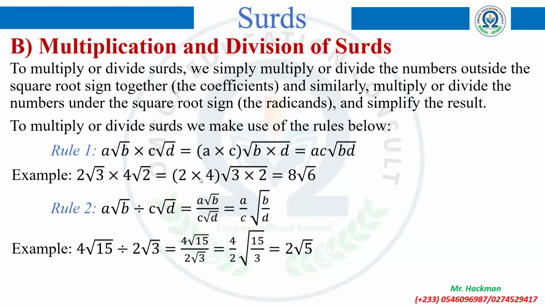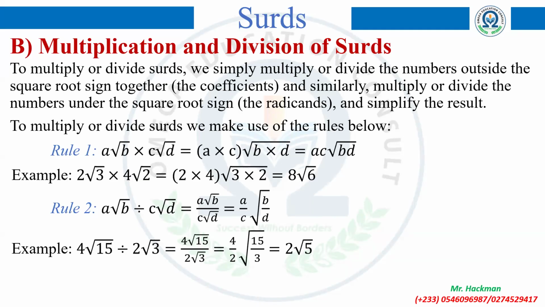Then it will be root of the product of the radicands, which you can find mentally without writing. In effect, if you simplify it, 2 times 4 is 8. The root of your new radicand will be 3 times 2, which is 6. Is my point well made, my professors? Correct, yes. Great. So that's it for rule 1.